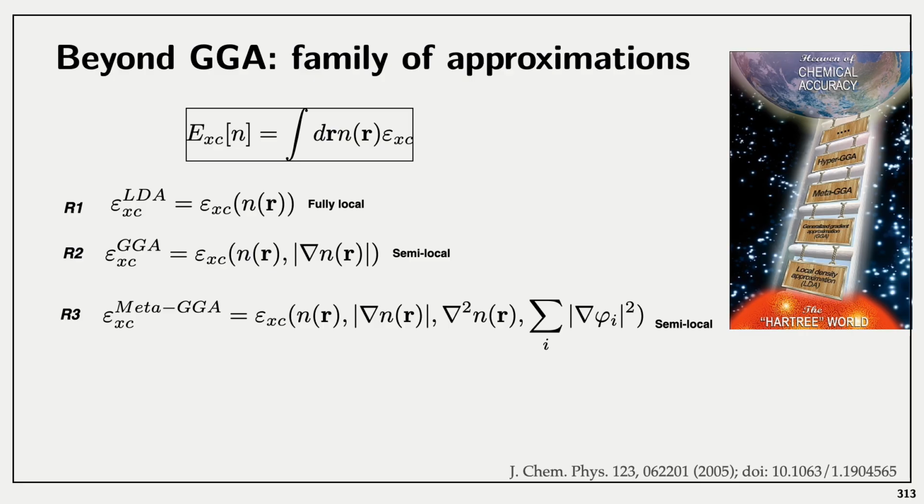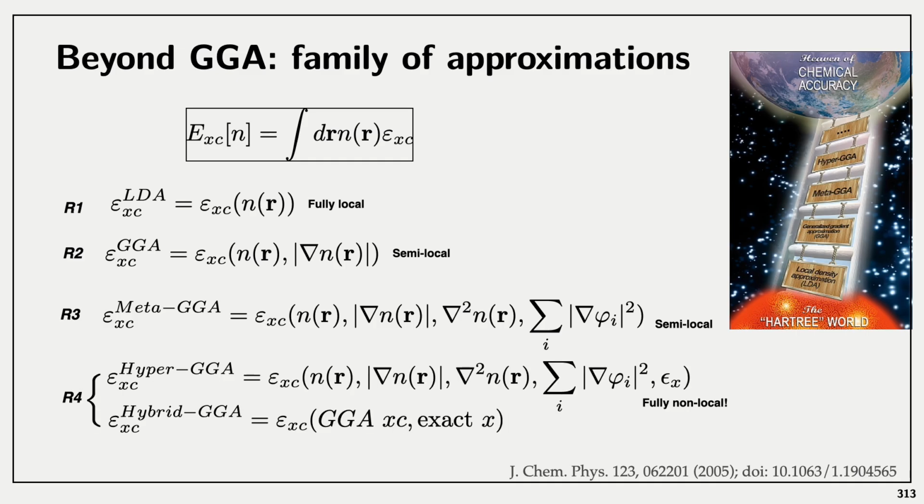We have the Meta-GGA, which is GGA on which we add a contribution of the kinetic energy of the Kohn-Sham orbitals. That's what the last term with the sum is about. And then beyond that rung, we have hyper GGA and hybrid GGA. I'm not going to talk too much about hyper GGA, but the hybrid GGA is something that I'm going to talk quite a bit about.